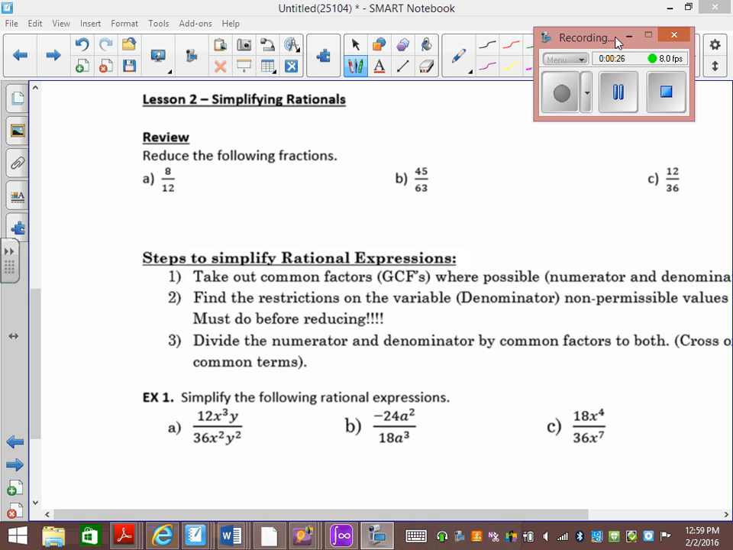So if we want to reduce a fraction 8 over 12, we have to decide what can we take out of the top and out of the bottom that's the same. So we can take out a 4. So we divide the top and the bottom by 4, and we get 2 out of 3.